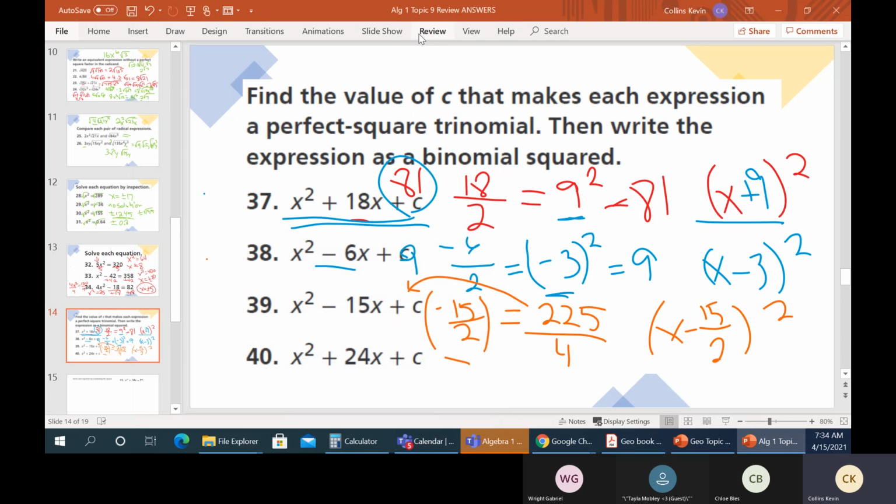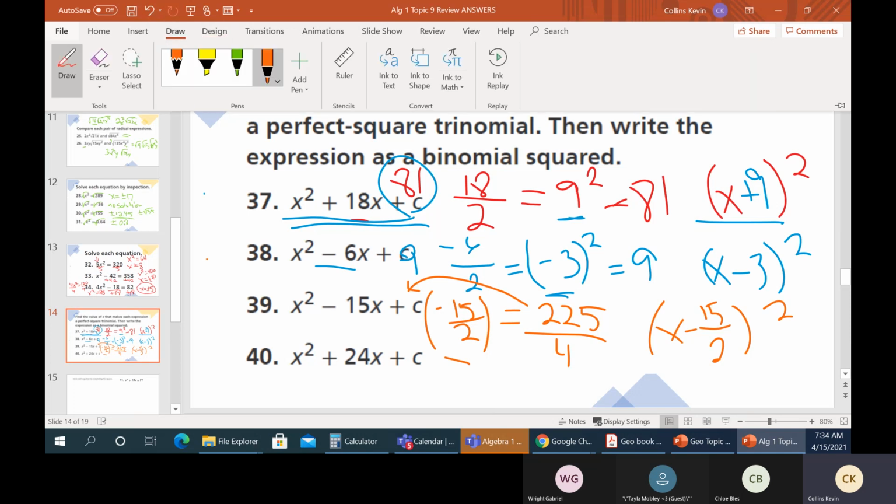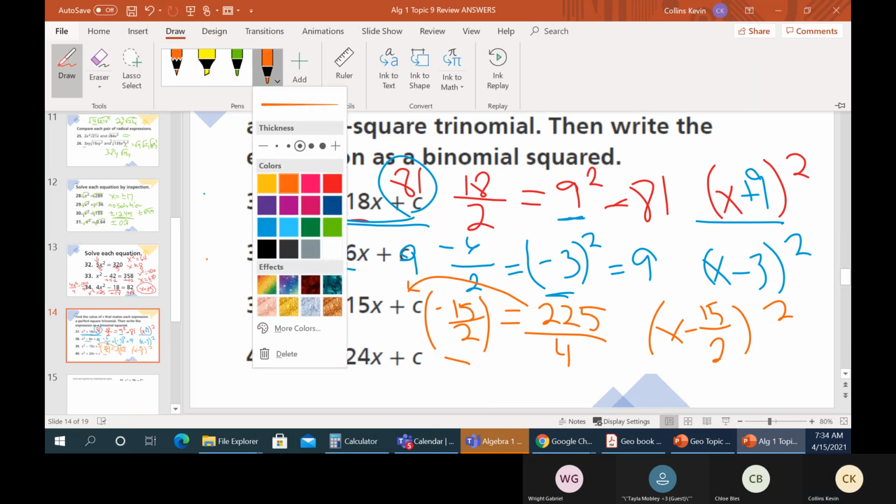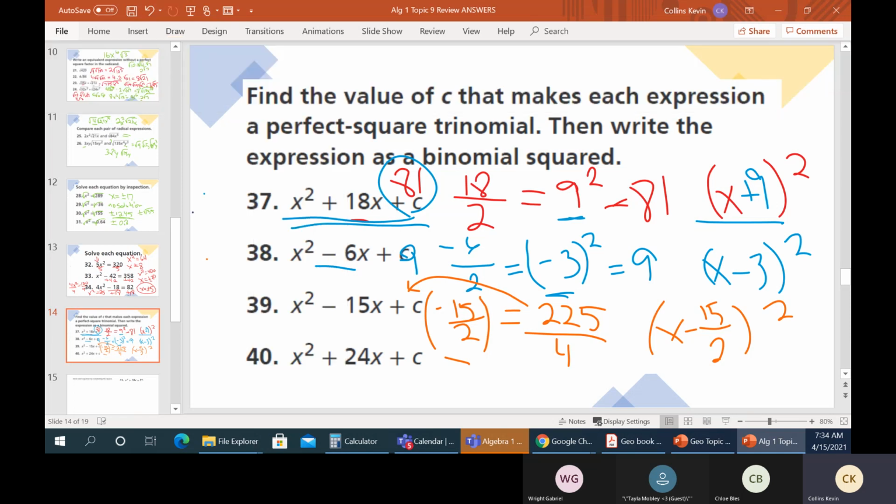All right, so the last one. Get a little bit of room down here. I always cram too much stuff on my slides, don't I? I tend to do that. All right, let's try some purple for today.